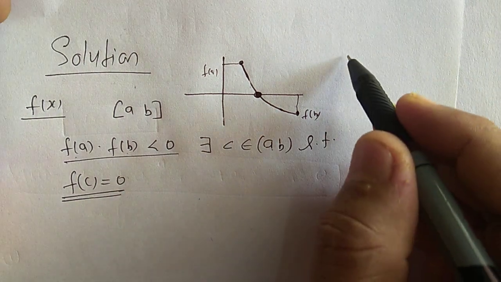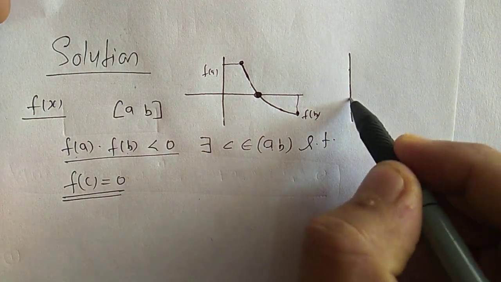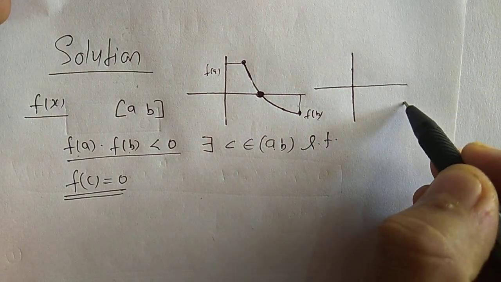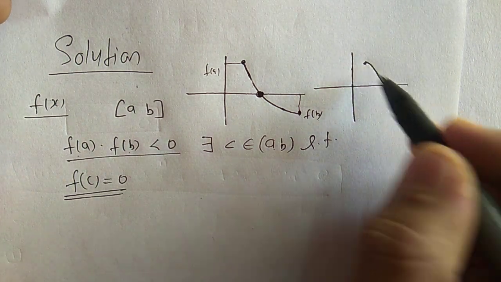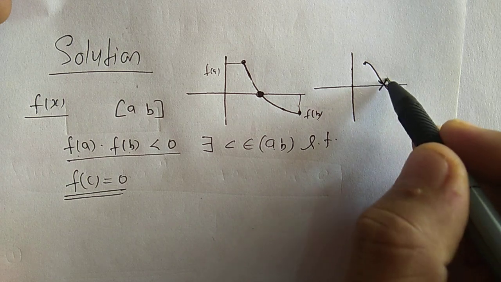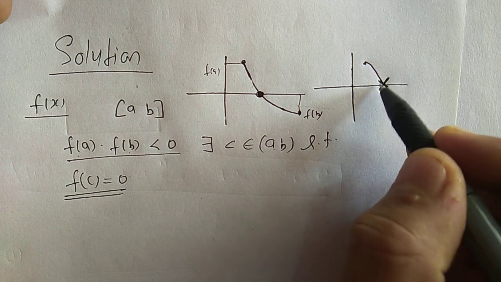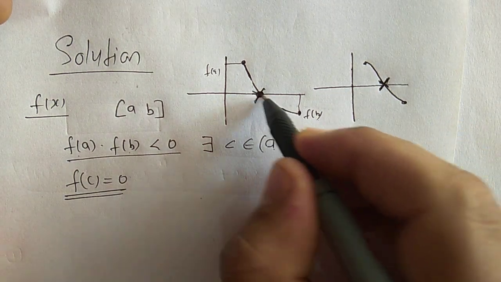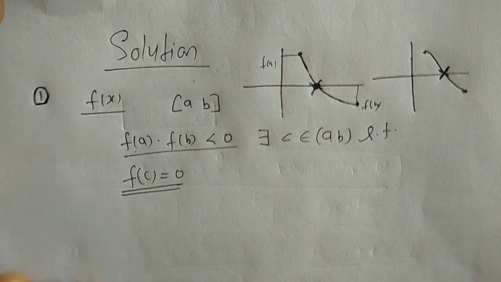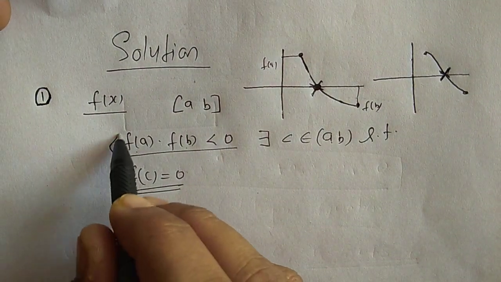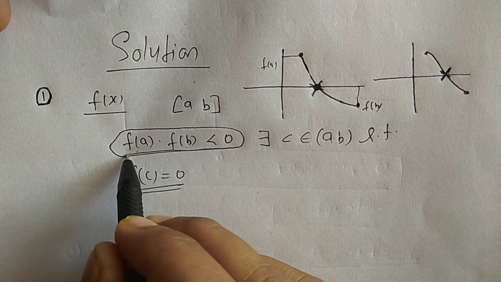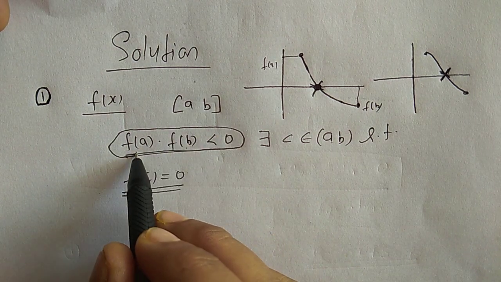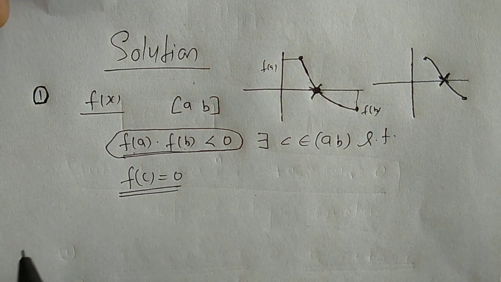Fine. And next, if you have f of a negative somewhere here and f of b positive, then also it will cross the x-axis, and the point where the curve crosses the x-axis will be the root of the equation. So this gives the guarantee about the existence of a root between a and b whenever f of a and f of b have opposite sign.